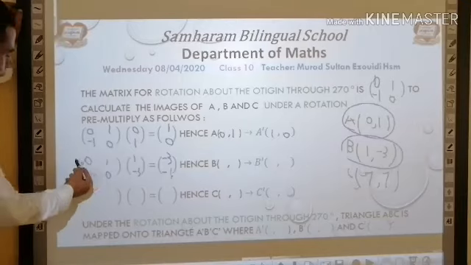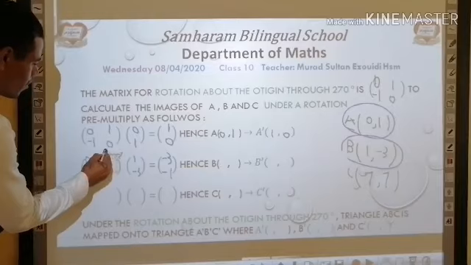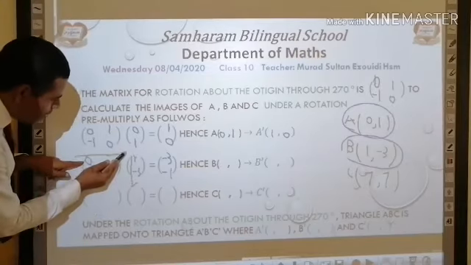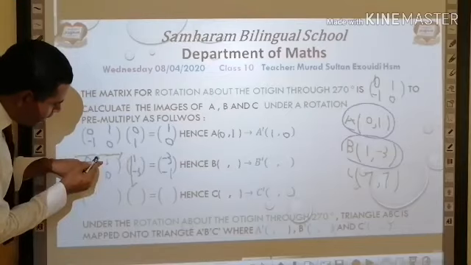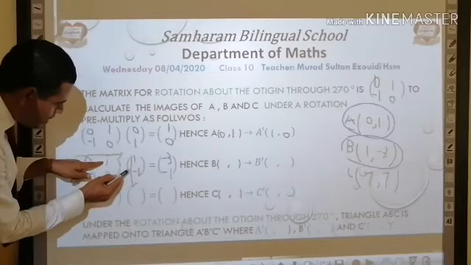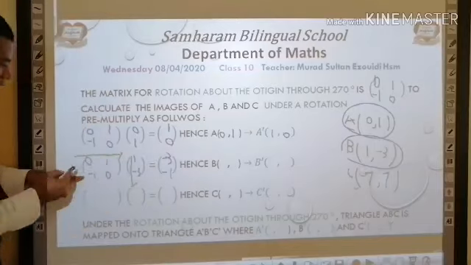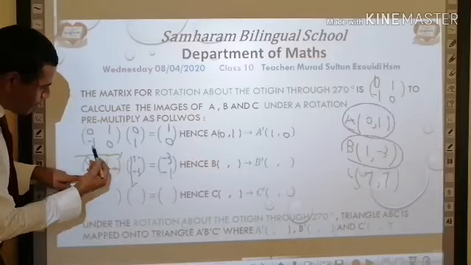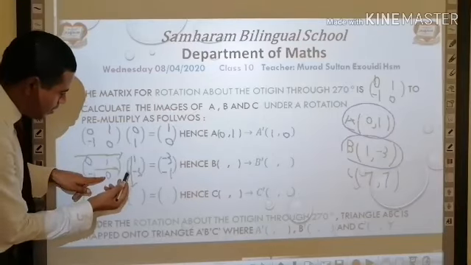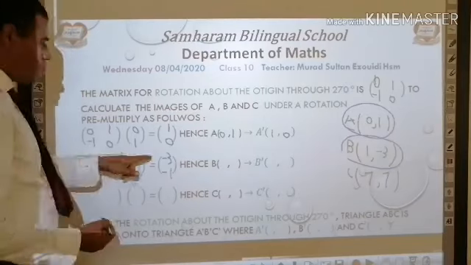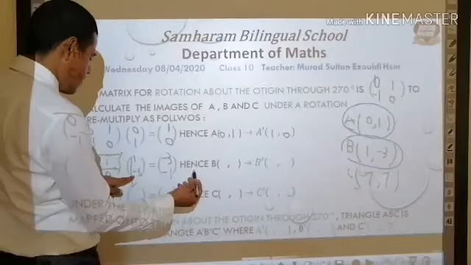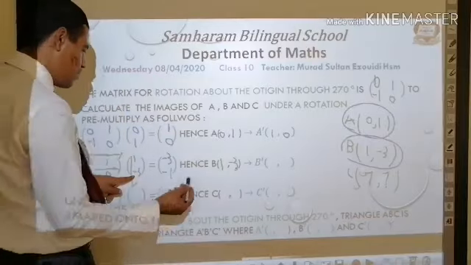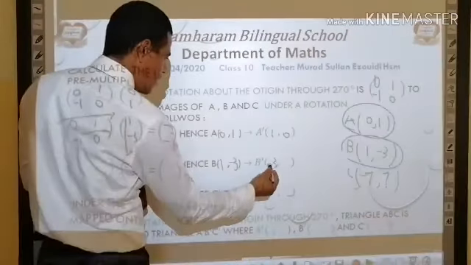Numerically, we multiply the first row by the first column. It means 0 multiplied by 1 is 0, plus 1 multiplied by negative 3 is negative 3. So 0 plus negative 3 is negative 3. The next, multiply this row by this column: minus 1 multiplied by 1 is minus 1, plus 0 multiplied by minus 3 is 0. Minus 1 plus 0 is minus 1. So hence B has coordinates (1, negative 3) and B prime is (negative 3, negative 1).